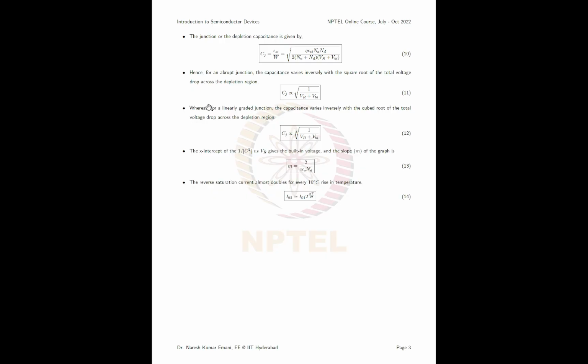And if you take a linearly graded junction, the capacitance will vary with the cube root, because we had studied that the depletion width W for a linearly graded junction is given as the cube root of (VR plus VBI). Hence, the capacitance will vary as the cube root of 1 upon (VR plus VBI).